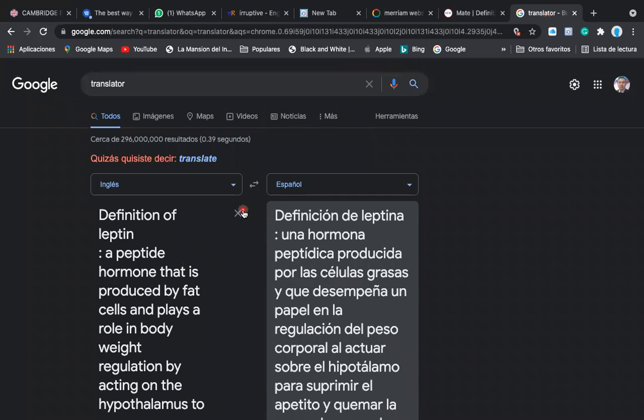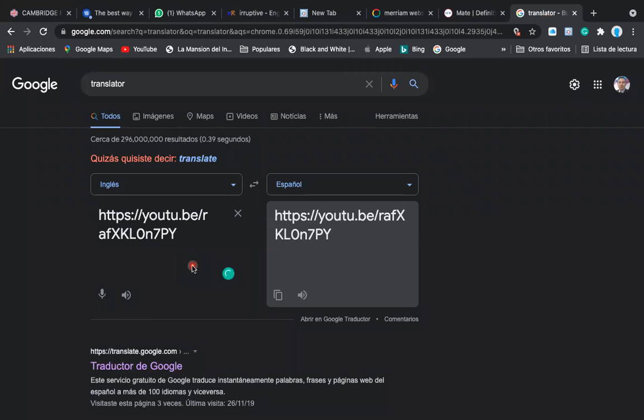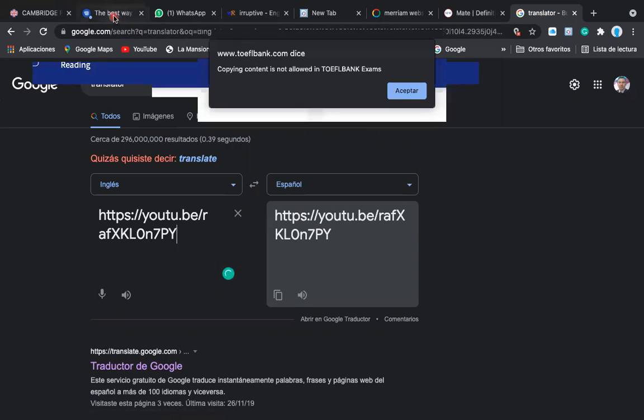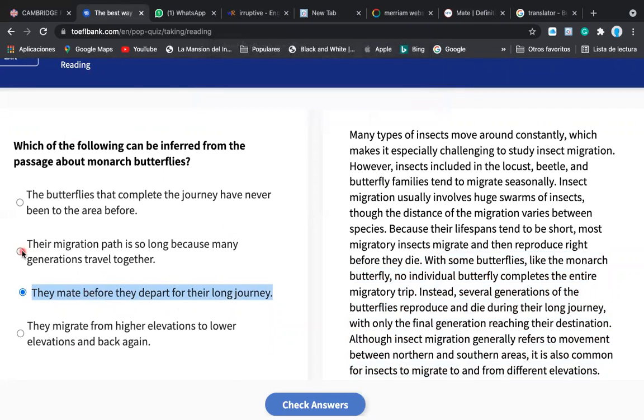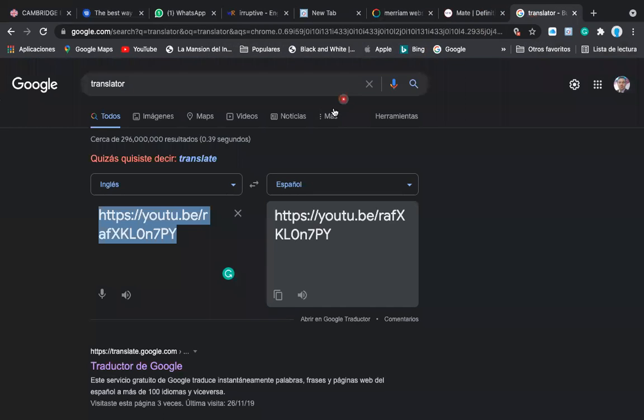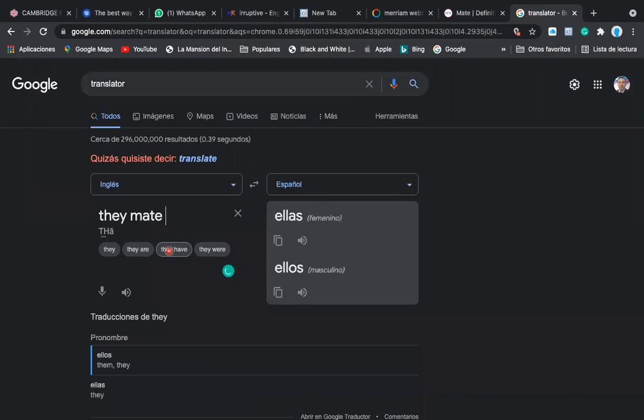They mate. Sorry, folks. They mate. Their migration path is, this is the right answer. What is copying context is not allowed? Okay. They mate before they depart for their long journey.